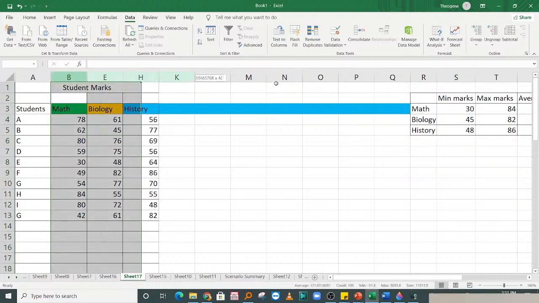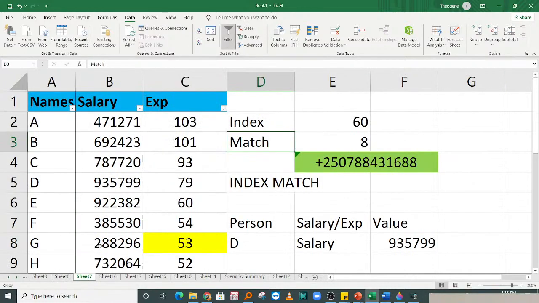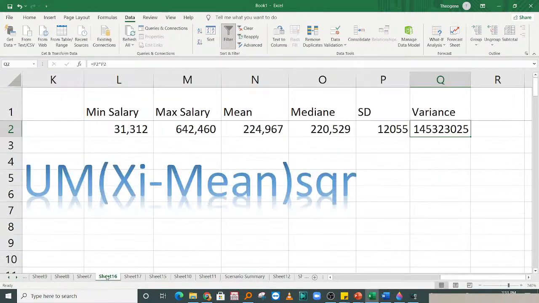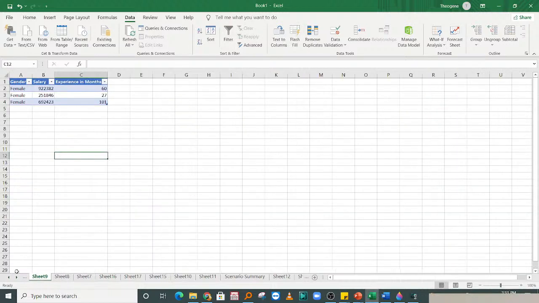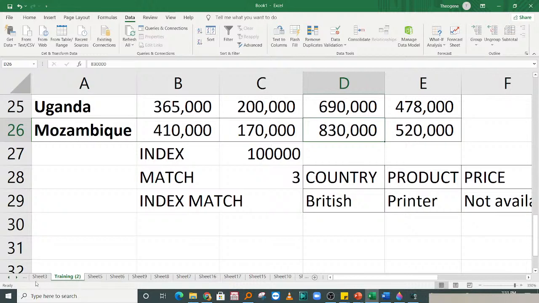Okay, I have to obtain this. Okay, so let's move. I've created so many sheets.